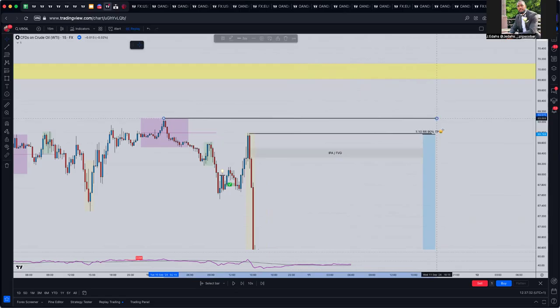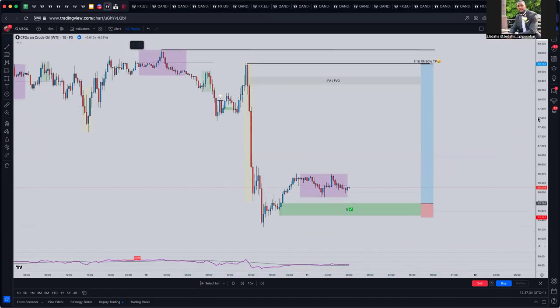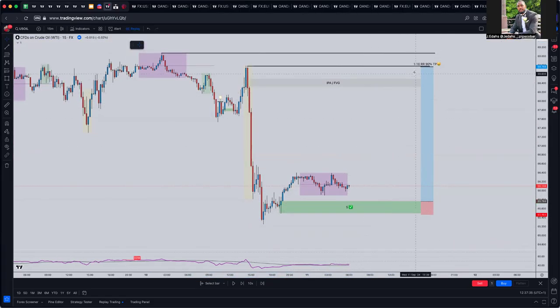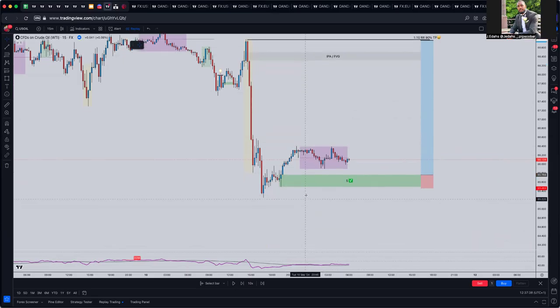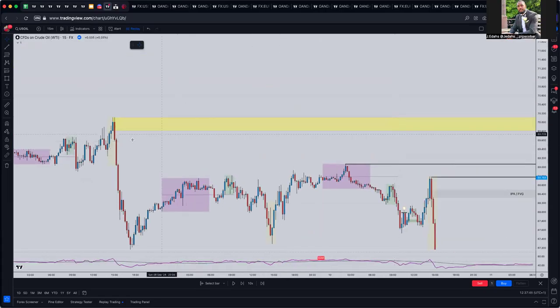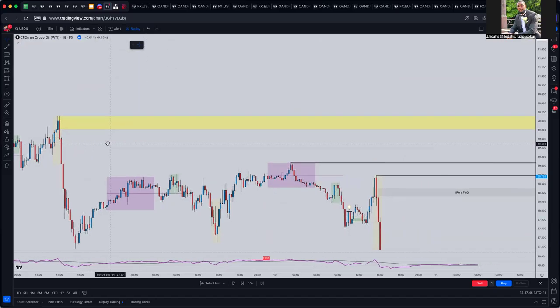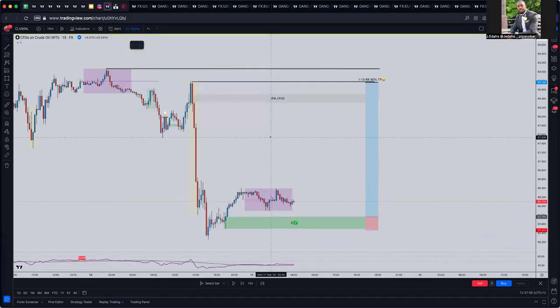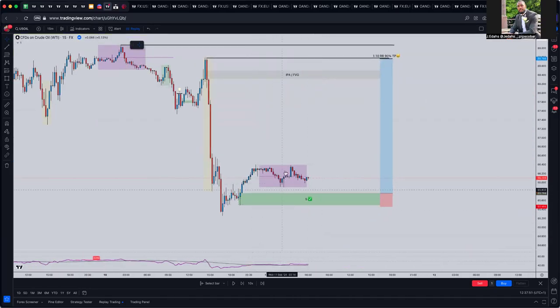If we do take out the low, then I can target this area. So you identify the high sides: target one, IPA on the 5 minute, target two, target three, and then obviously target four, which is the ultimate high right there. So you've got big high areas where you can target. Now we've done the highs.